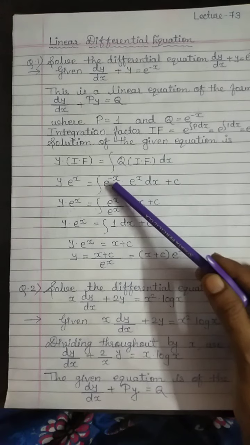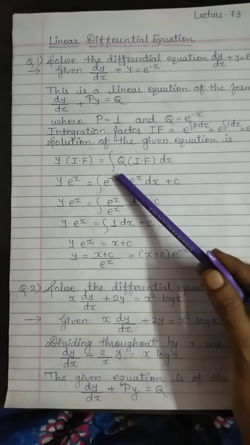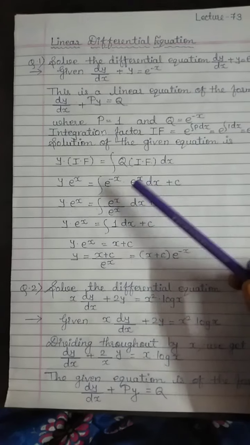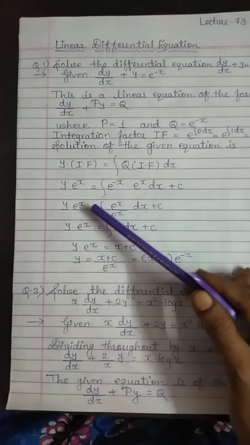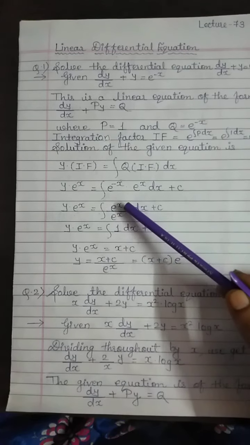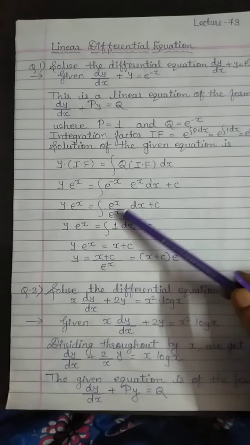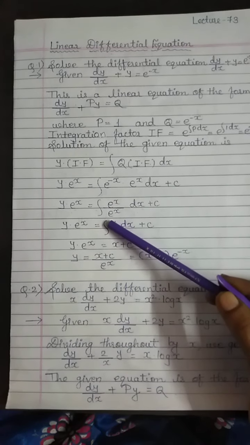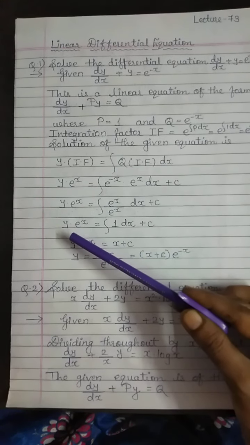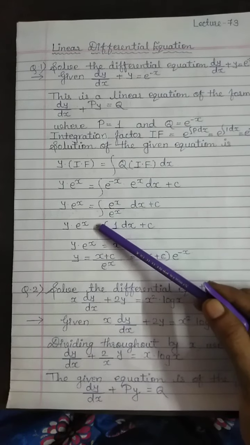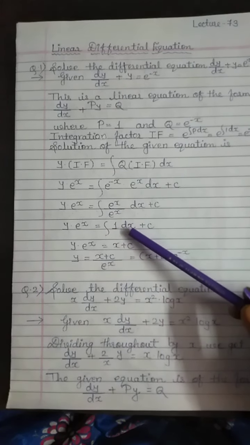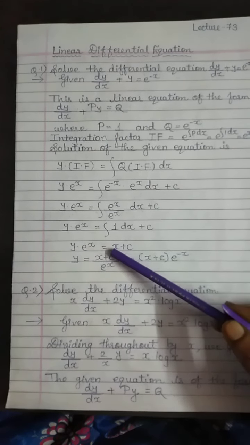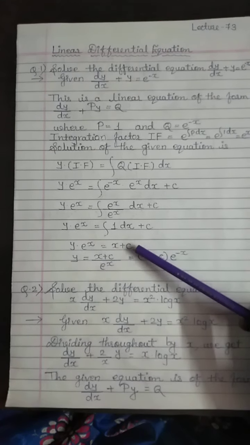Now this term e raised to minus x, if we write in the denominator, that will become e raised to x. So we have y into e raised to x is equal to integration of e raised to x upon e raised to x dx plus c. Now both the terms will get cancelled, and we will get y into e raised to x is equal to integration of 1 dx plus c. So we have y into e raised to x is equal to x plus c.